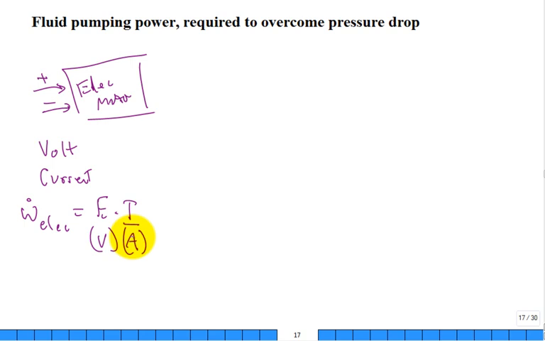Okay, the electric motor has a shaft coming out of it. True? The shaft is rotating and spinning at a certain rotational rate.